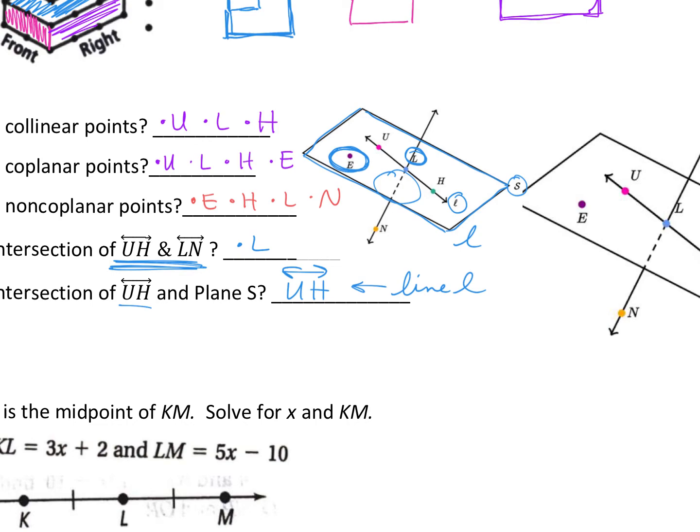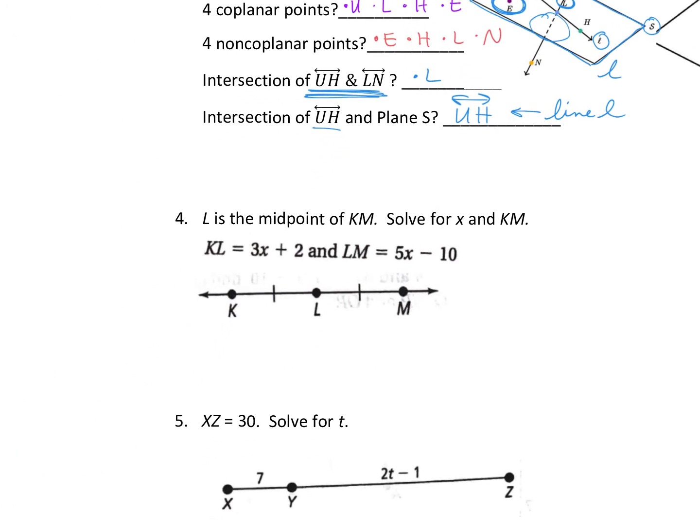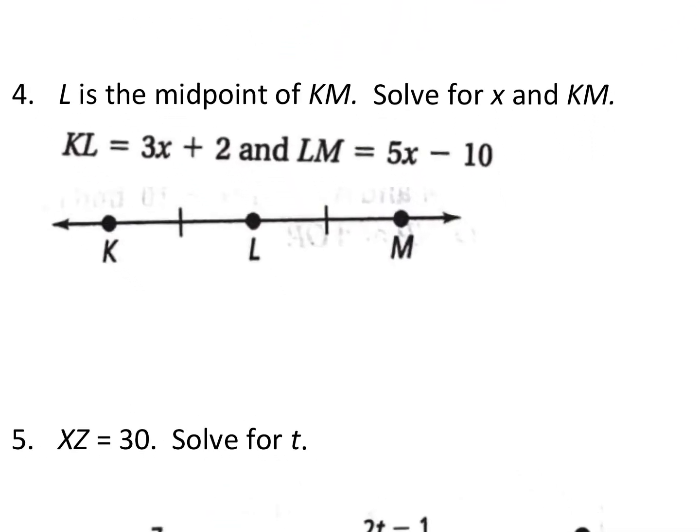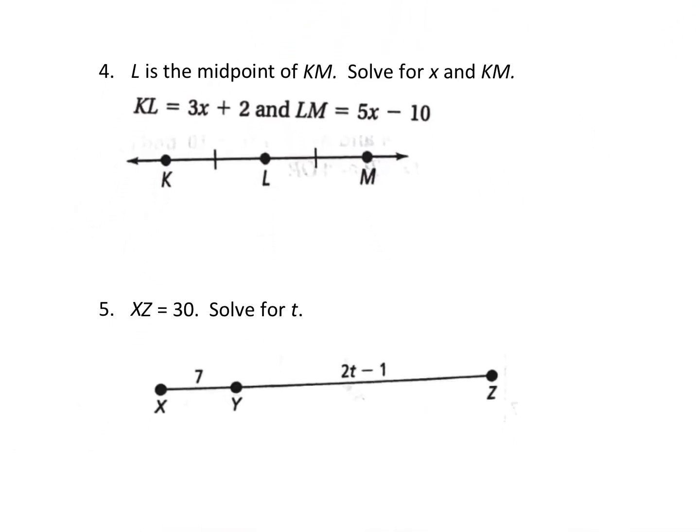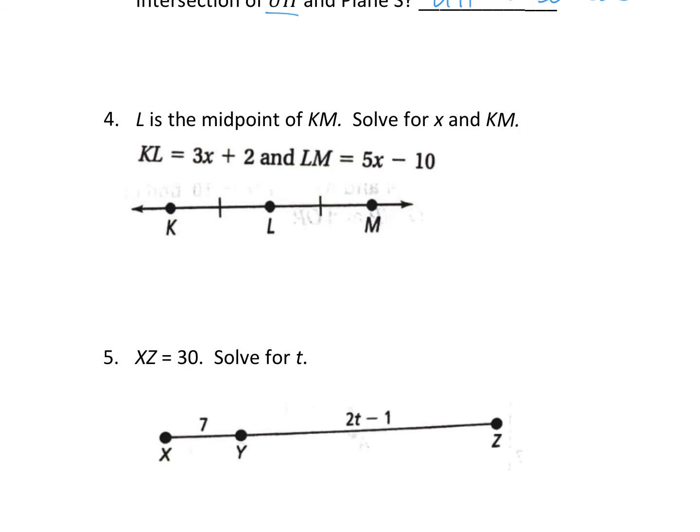Any questions on that? Intersections? All right. Number 4. 4 and 5 are very similar to each other, and you do them very differently. So you really have to just pay attention to what the question is saying, because the question tells you everything. Number 4, it says L is the midpoint of KM.